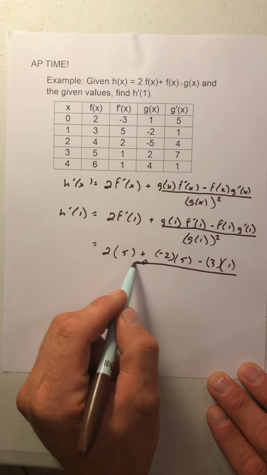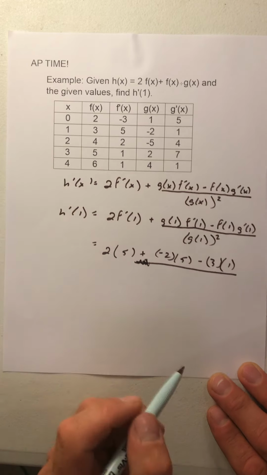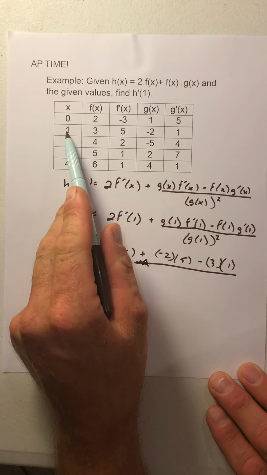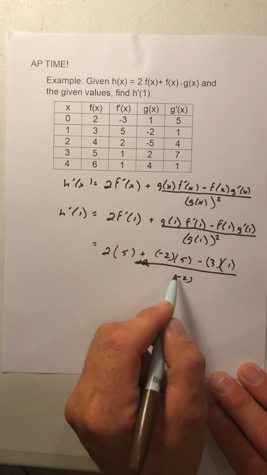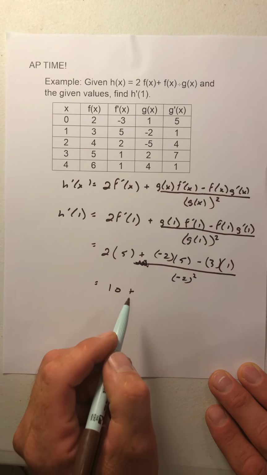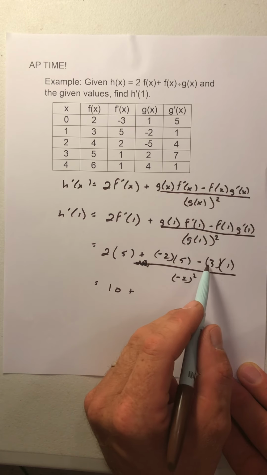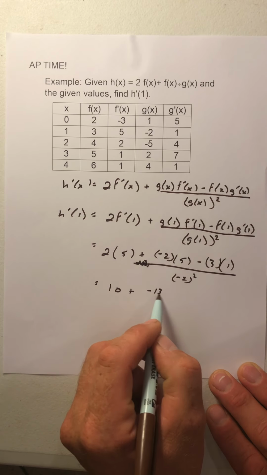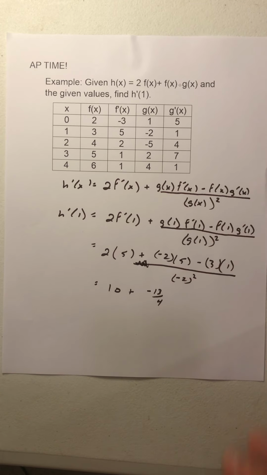Oh, we stop it there. Knew I was going to make that mistake. And then over g of 1, which is negative 2, squared. So we have 10. To that we're going to add negative 10 minus 3, which gives us negative 13 over 4. Again, we could leave it like that if we want.